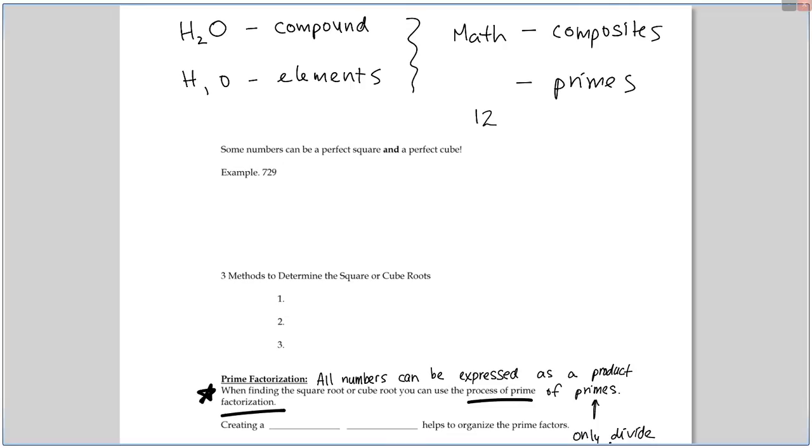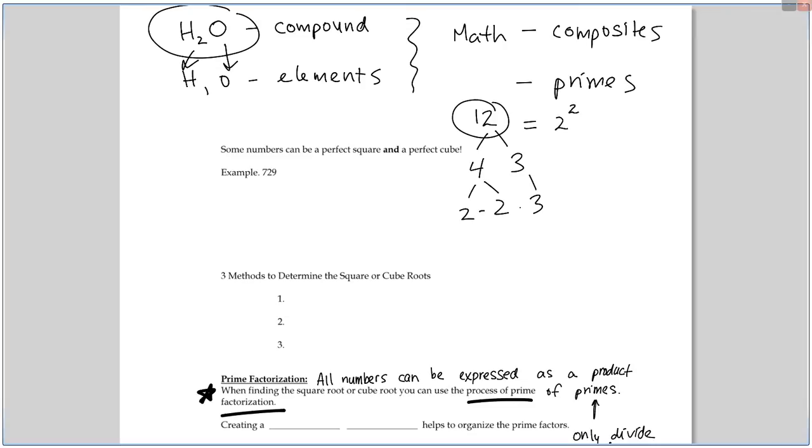So let's think of a number that's not prime, 12. How would we break down 12 into its primes? How would we break down water into its elements? How do we break down 12 into its primes? Okay, so 4 times 3. And then 4 could be broken down into 2 times 2. And 3 is still 3 because 3 is prime. So 2 times 2 times 3. 12 is 2 squared times 3, because there's two 2's and one 3.